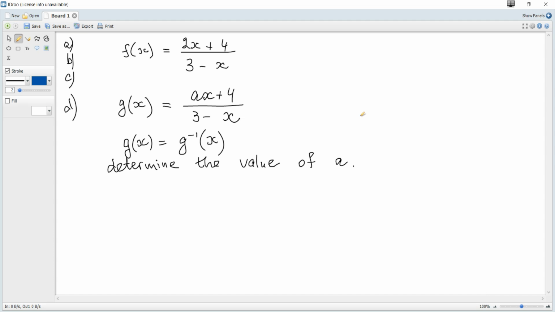It is given a function f of x, and the first part of this question is to find x, y intercepts, asymptotes, and plot a graph. It's quite common questions, so let's start with asymptotes.